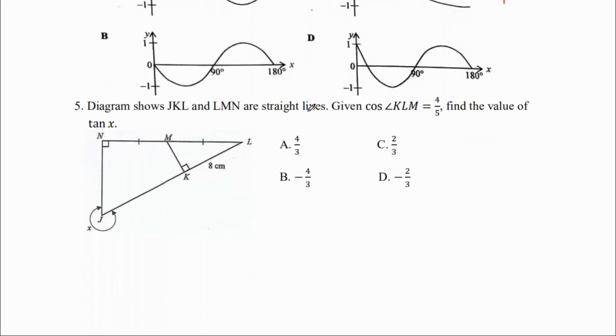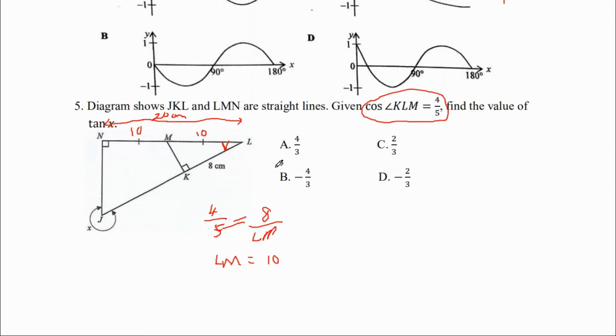Number 5. Diagram shows JKL and LMN are straight lines. Given cosine KLM equals 4 over 5, find the value of tangent x. Okay, so by using this one, cosine KLM equals 4 over 5. Cosine is CAH, adjacent over hypotenuse. So adjacent will be this one, 8. Hypotenuse is LM. So LM equals 8 multiplied by 5 over 4, equals 10 cm. So this is 10 cm. And these two are equal, so MN is also 10 cm. So this one will be 20 cm.